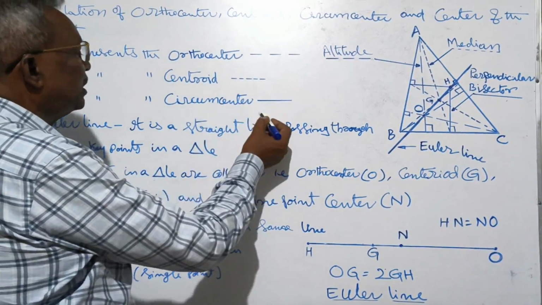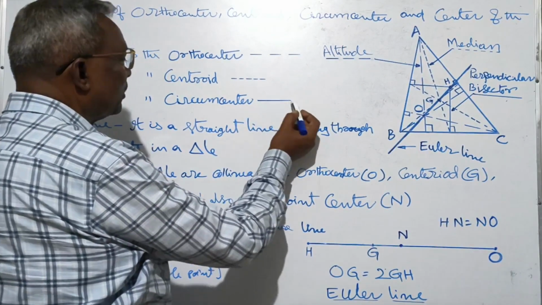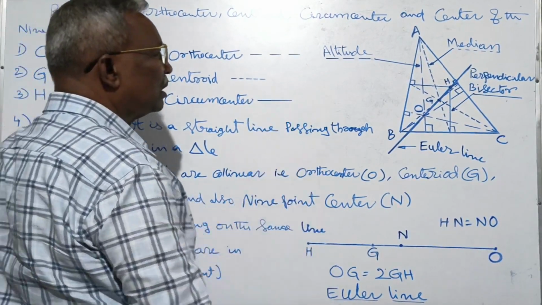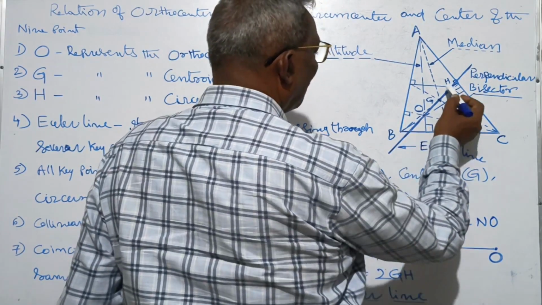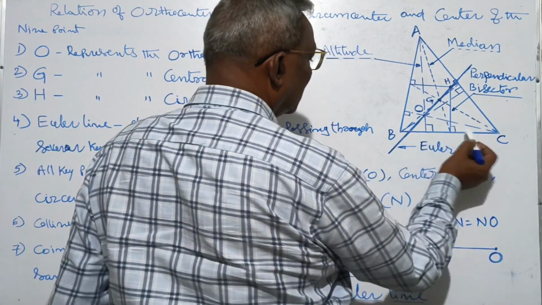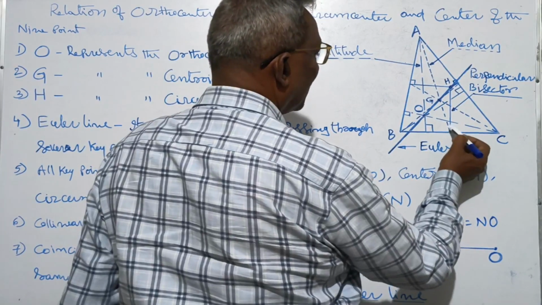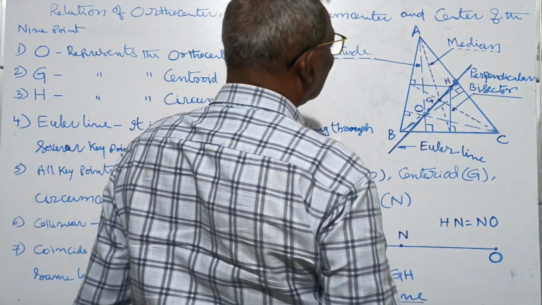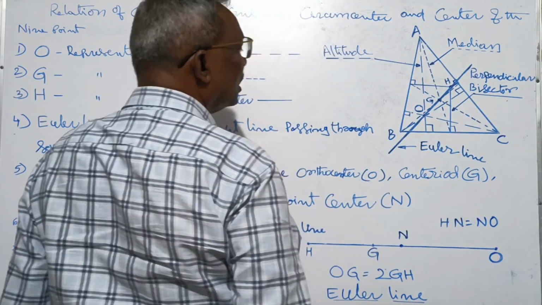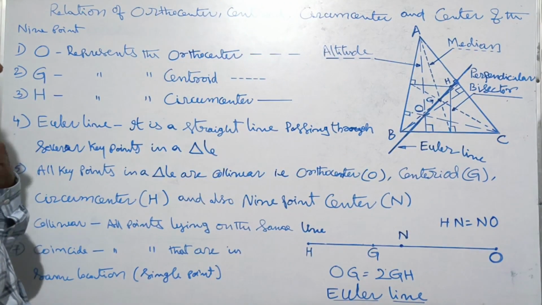The direct line is a perpendicular bisector. It represents the direct line. So this is the perpendicular bisector of the opposite side. This is the center. Perpendicular bisector of the opposite sides.